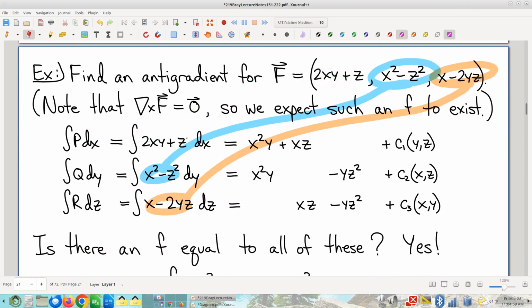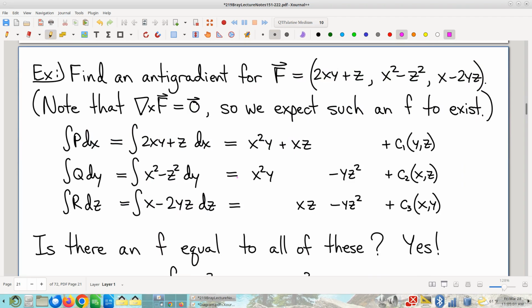And you can punch those up. Y'all are experts at antipartials, right? It's just like antiderivatives. It's just where you treat the other variables as constants. Don't forget to add in your partial constants. And thus begins the game.